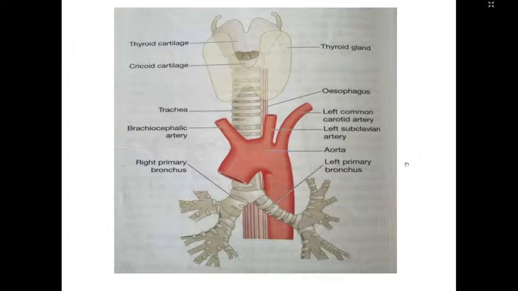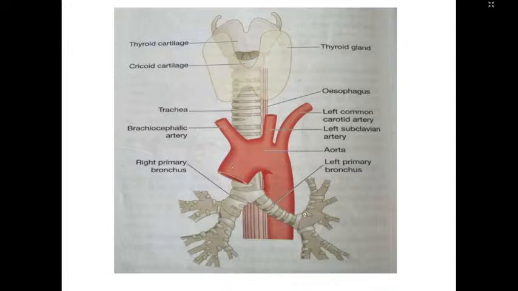You see this structure. So this is the thyroid cartilage, cricoid cartilage, thyroid gland. Okay, then from here the trachea is starting. These are the tracheal rings. They prevent the trachea from collapsing, and this is where we do the tracheostomy.